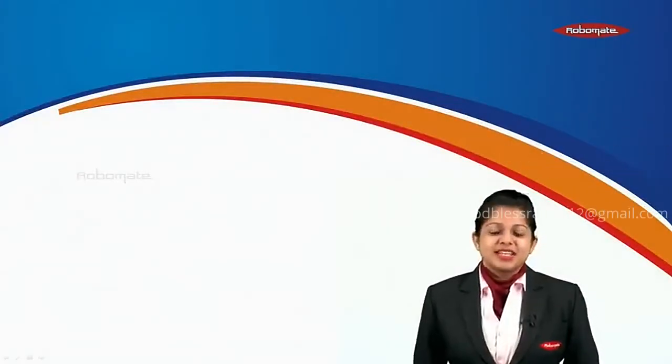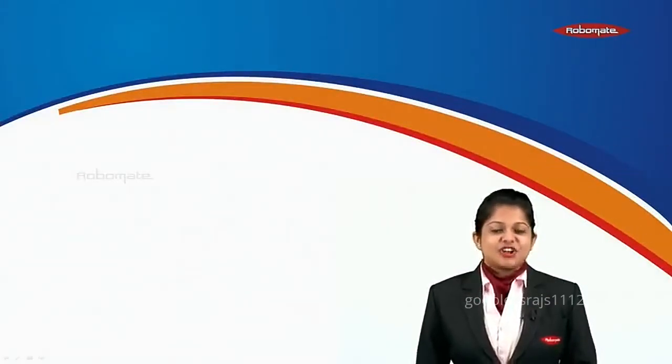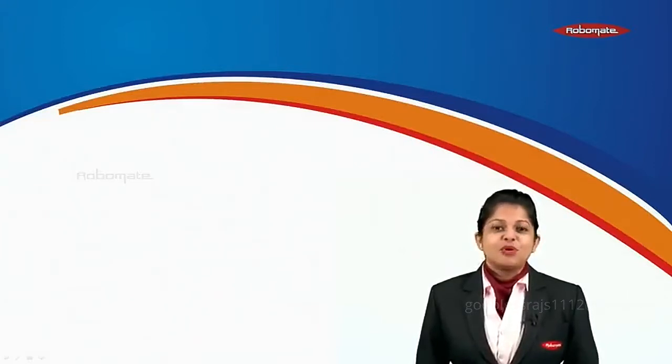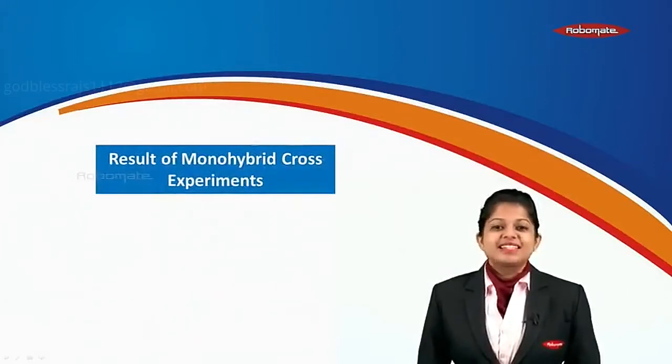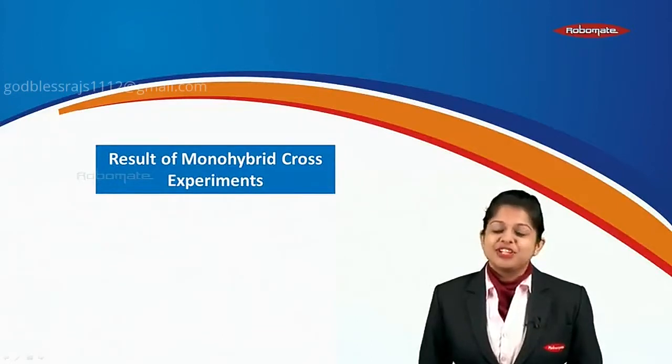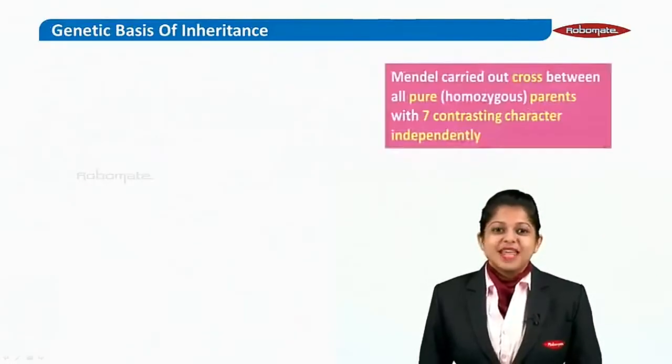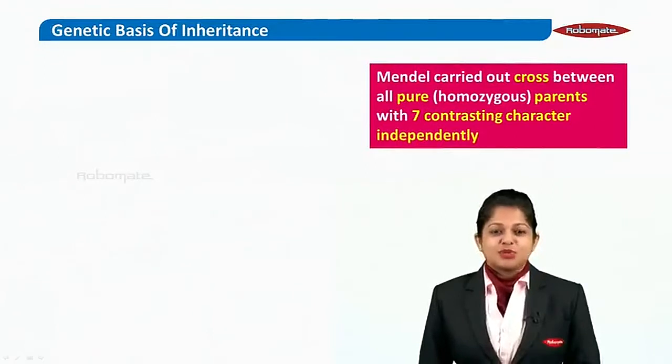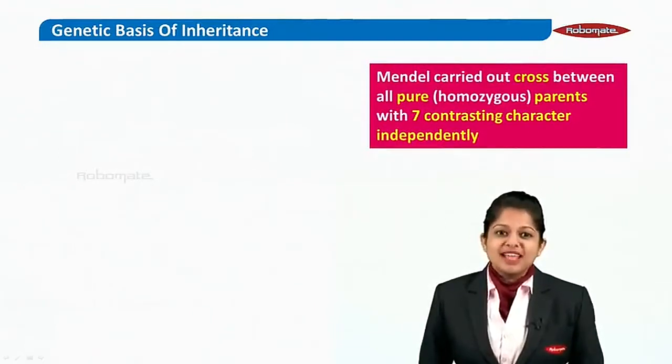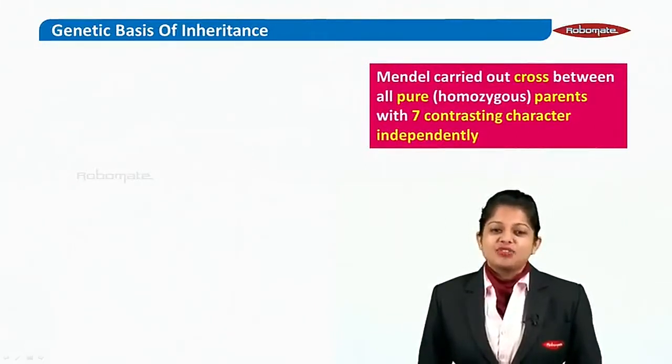Hello dear students, now that we are done with the discussion of the monohybrid cross and the monohybrid ratio, let us discuss the results of monohybrid cross experiments. Mendel carried out crosses between all pure homozygous parents with 7 contrasting characters, but independently.